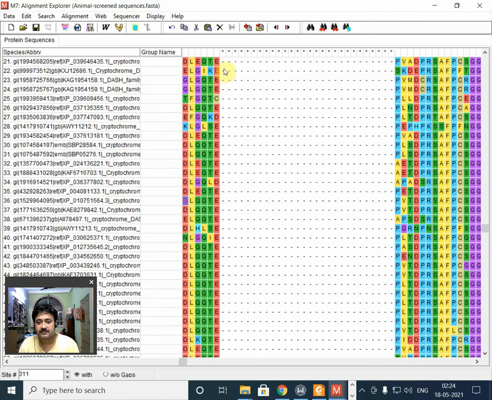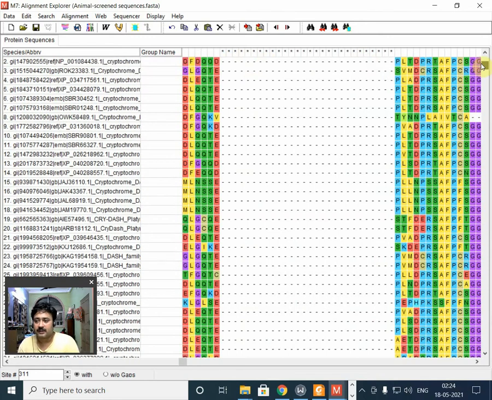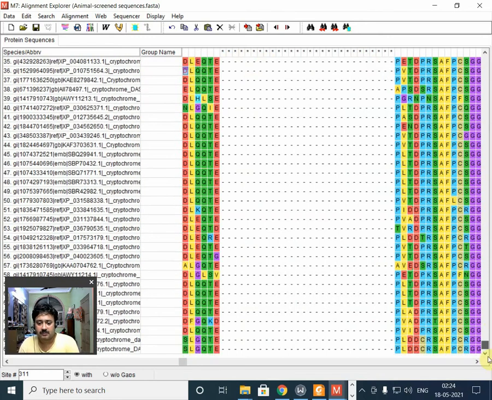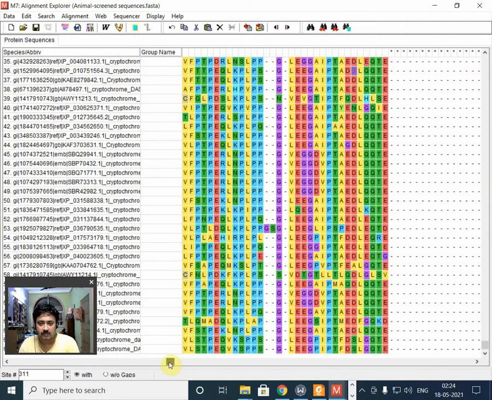As you can see, after deleting, all this has become stars. That means all of these other species didn't have this particular region. That's why you have this much of a region which is now showing stars, because all of them have no amino acids in them. So we will see how this can be sorted.